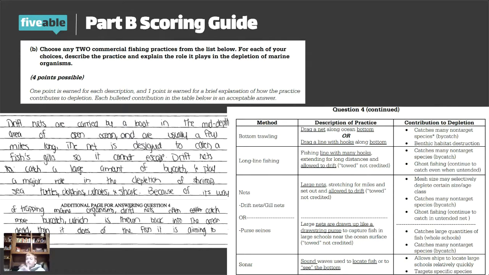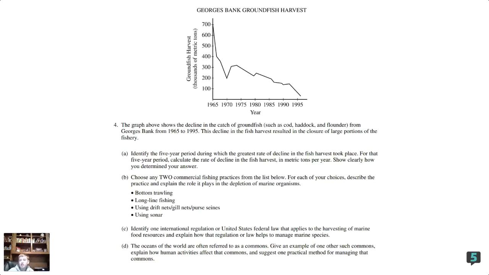So for Part A, we think that they got 2 points, right? And for Part B, we think that they got 3 points so far out of the 4. So that's not bad. We're doing pretty good on this FRQ so far, the student. So now let's move on to Part C. Part C says, identify one international regulation or United States federal law that applies to the harvesting of marine food resources and explain how that regulation or law helps to manage marine species.